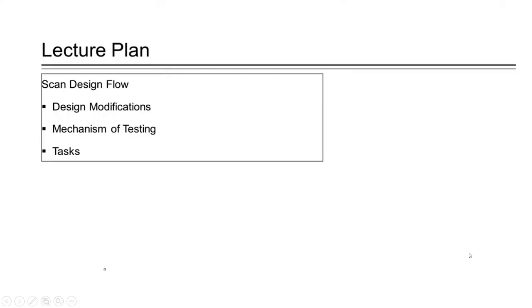So last class we started with stuck-at faults and introduction to DFT. We already saw what stuck-at faults are, and controllability and observability. Today we'll discuss scan design flow, design modification, mechanism of testing and tasks. We'll see these topics.